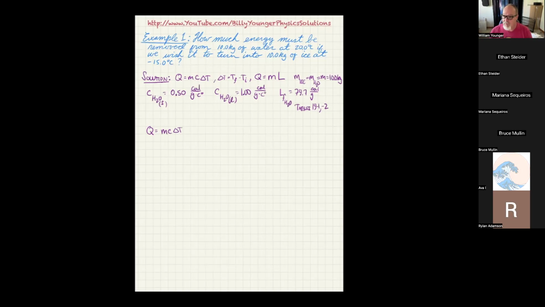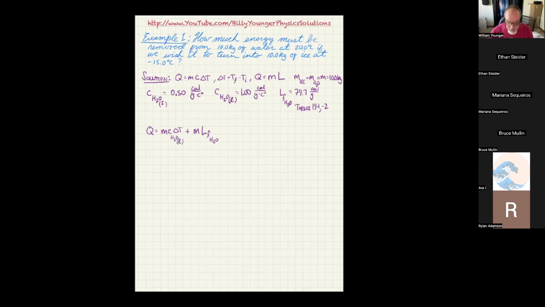So that's a fixed thing. And then we're going to have to change the state. So that's going to be the mass times the latent heat of fusion, in this case, of H2O. And this would be H2O for the liquid state.